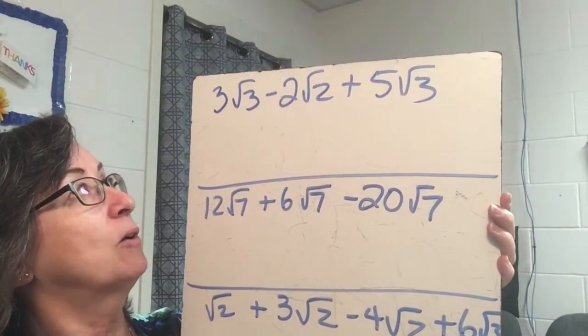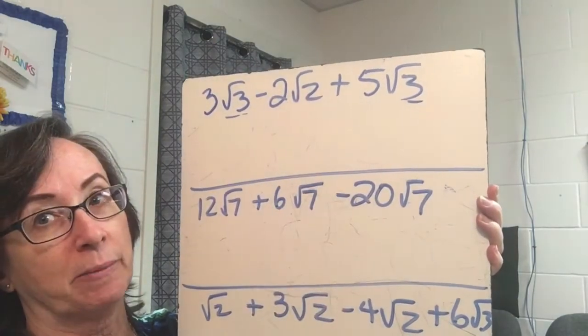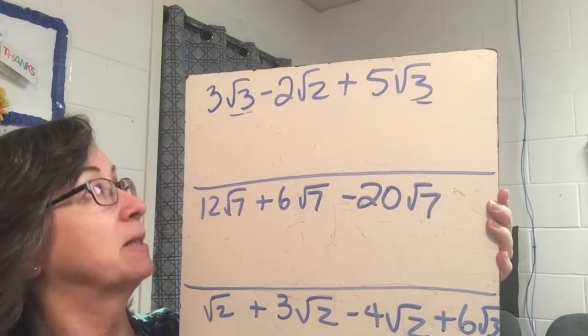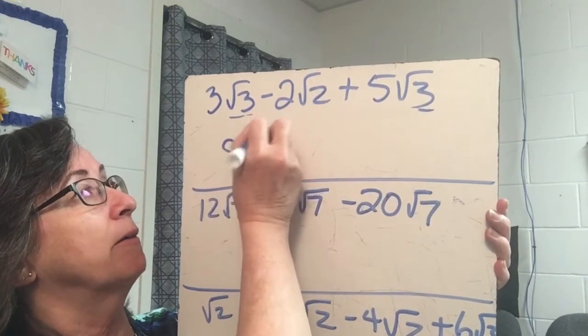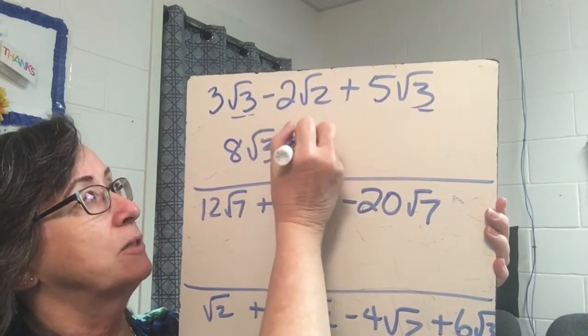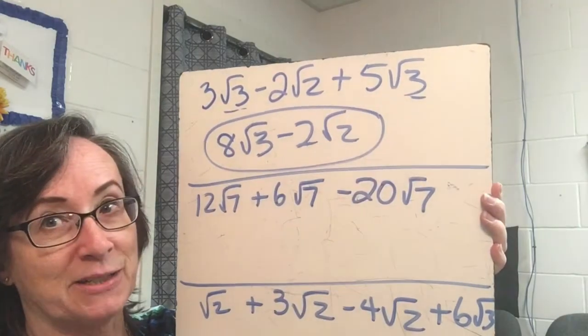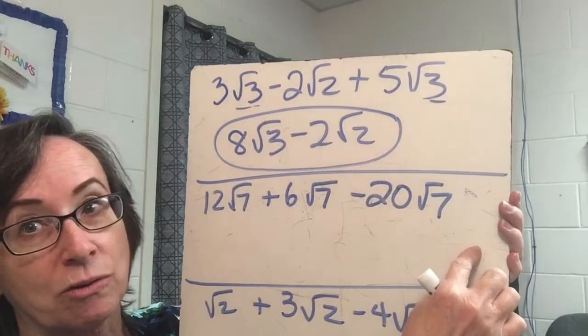So here we have a square root of 3, a square root of 3, but a square root of 2 in the middle. The odd man out does not get to add to the other ones. But 3 square root of 3 and 5 square root of 3 gives me 8 square root of 3 minus 2 square root of 2. That's my answer.